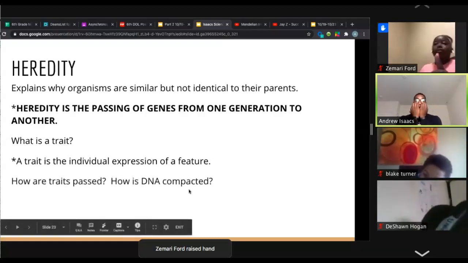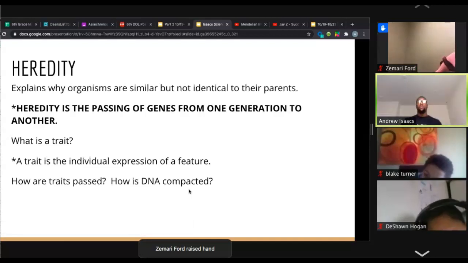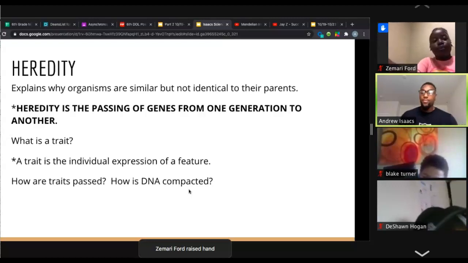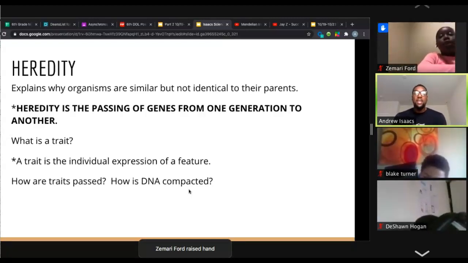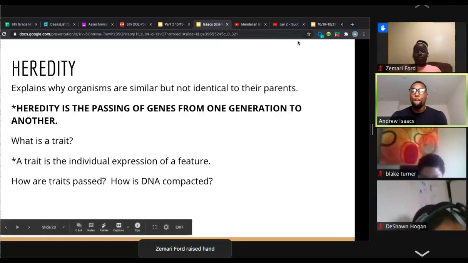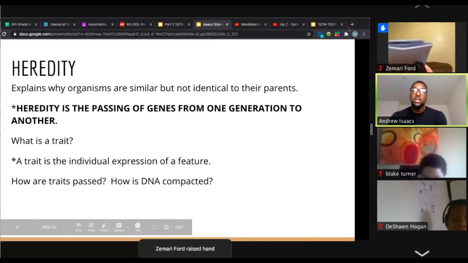So, how are these traits passed? I want you to think to yourself, how are these traits passed? And if we know that genes are found in DNA, how is that DNA compacted, right? So how are these genes in the DNA and how do they get passed? Just think about that for a second, because we're going to answer that question as we move throughout today's class.